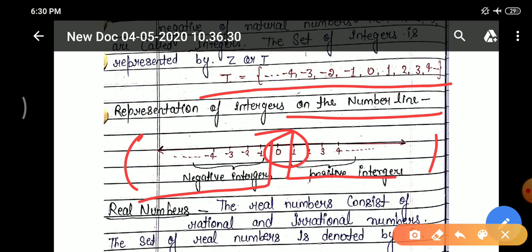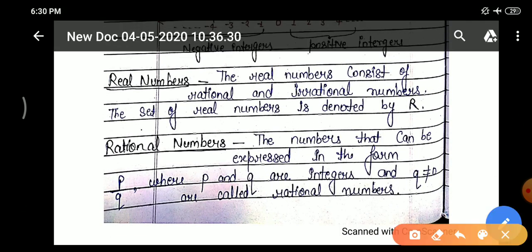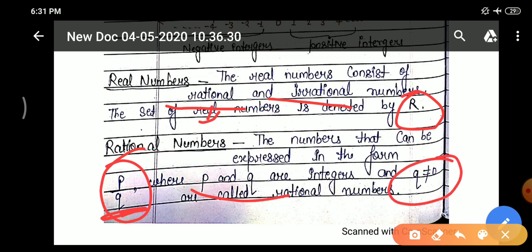Okay, now students, the next is real numbers. What is a real number? The real numbers consist of rational and irrational numbers, and the set of real numbers is denoted by capital R. Now the rational number. What is a rational number? A rational number can be expressed in the form p upon q, where p and q are integers and q, the denominator, does not equal 0.